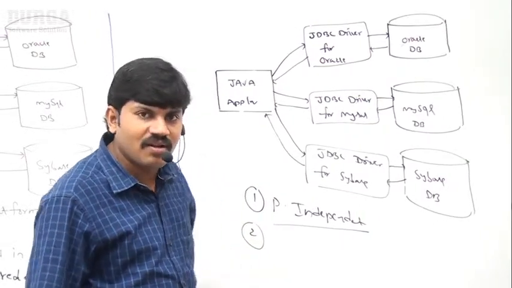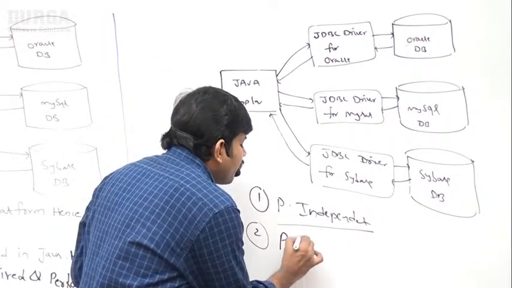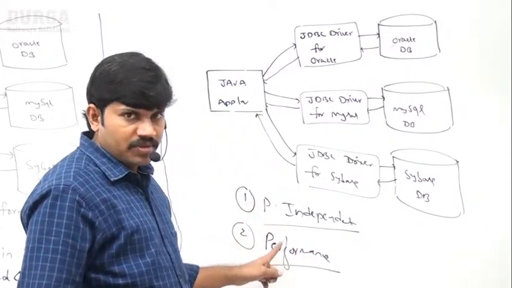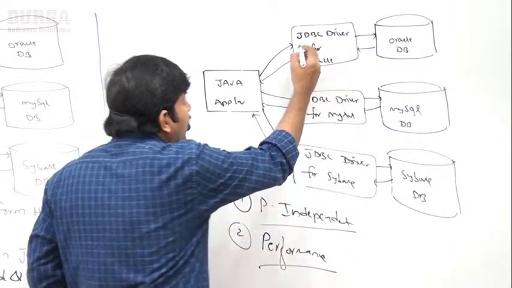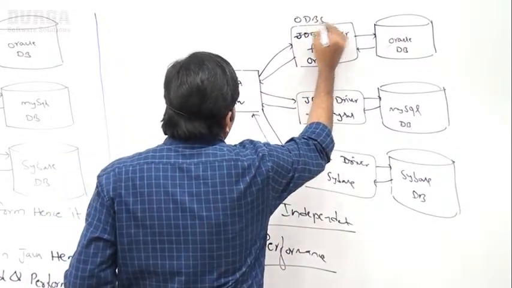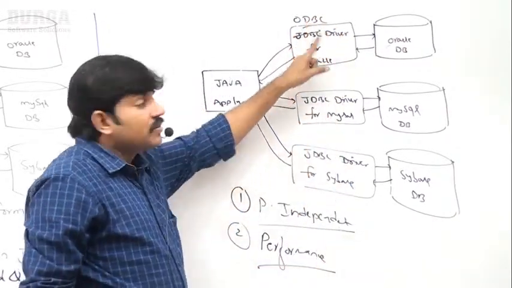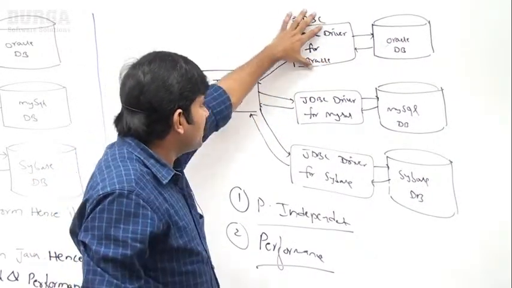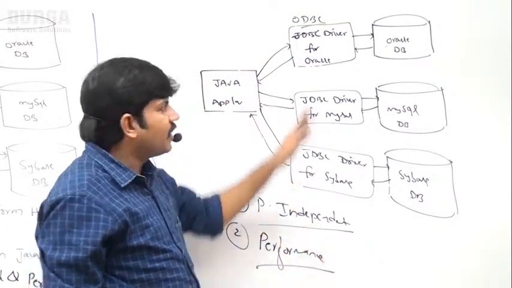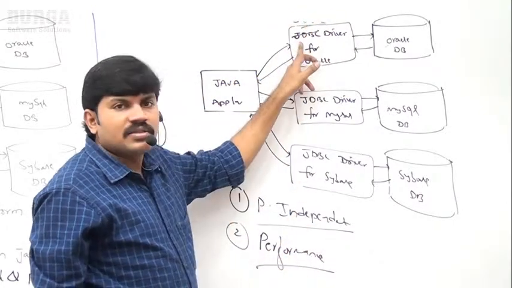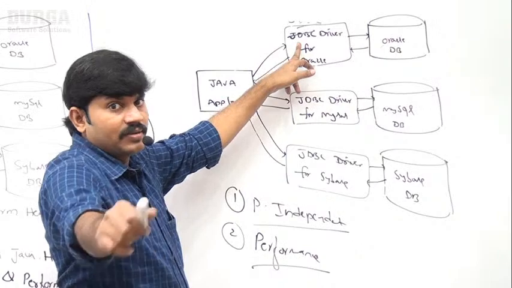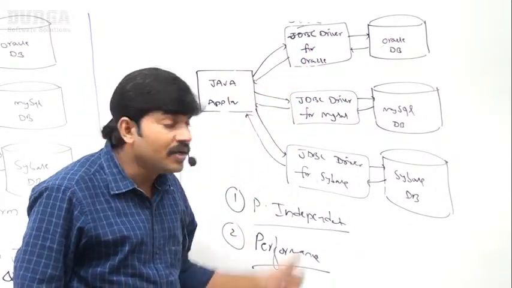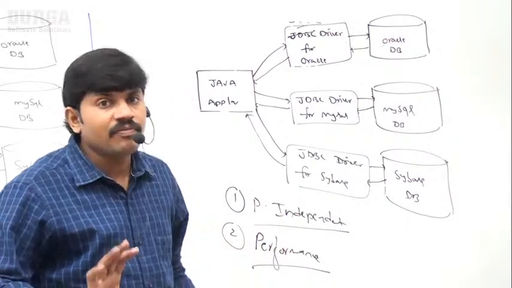Internal conversions are not required. That's why there is no effect on performance at all. Remember this one, sir. But instead of JDBC, if I use ODBC, then the ODBC driver is implemented in C language. Java to C, C to Java conversions are required. But now the JDBC concept is developed in Java only. That's why Java to Java, no internal conversions are required. Automatically there is no effect on performance, right?